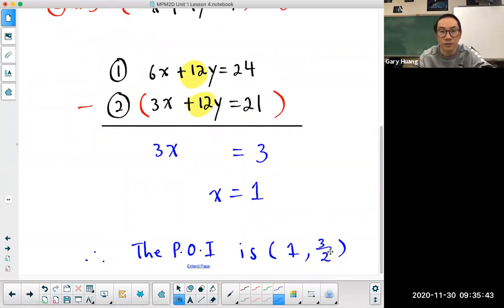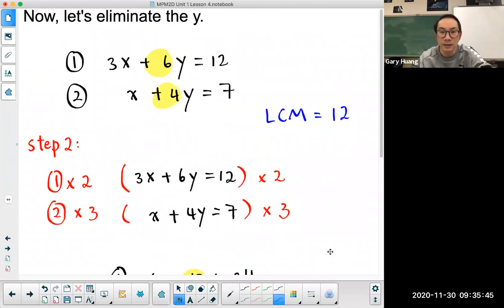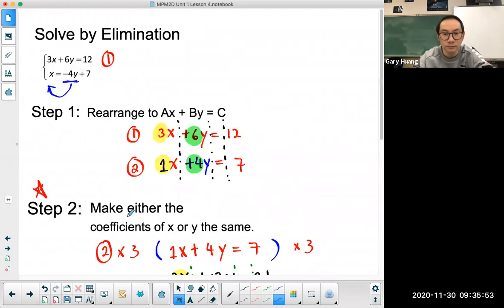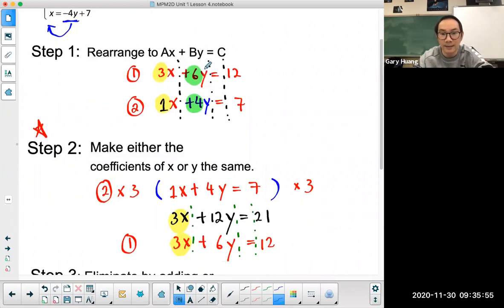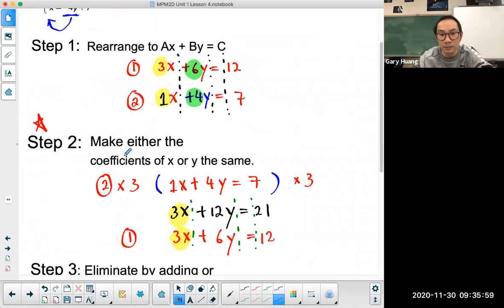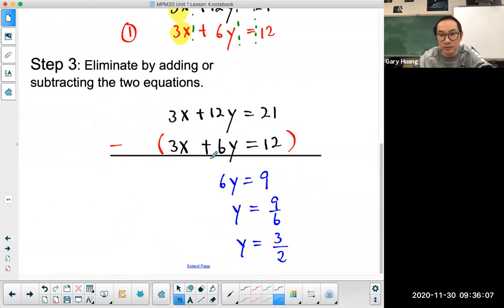And here you solve a linear system in three simple steps. Rearrange so that it's in the right format. Then align the variables to eliminate one of them by making the coefficient of that variable the same number. Then add or subtract the two equations to eliminate that variable.